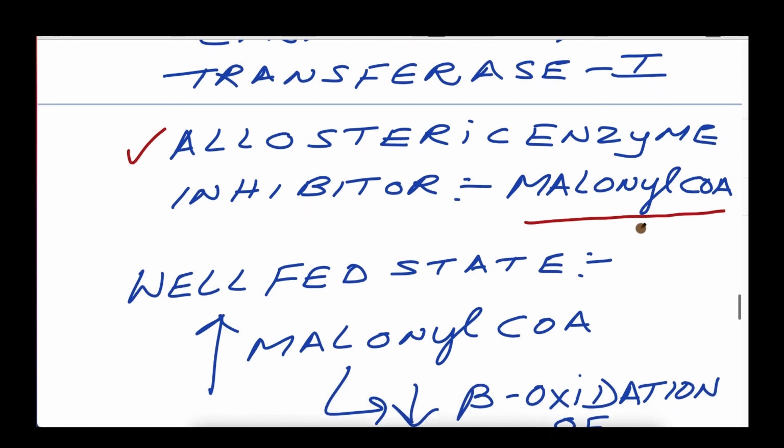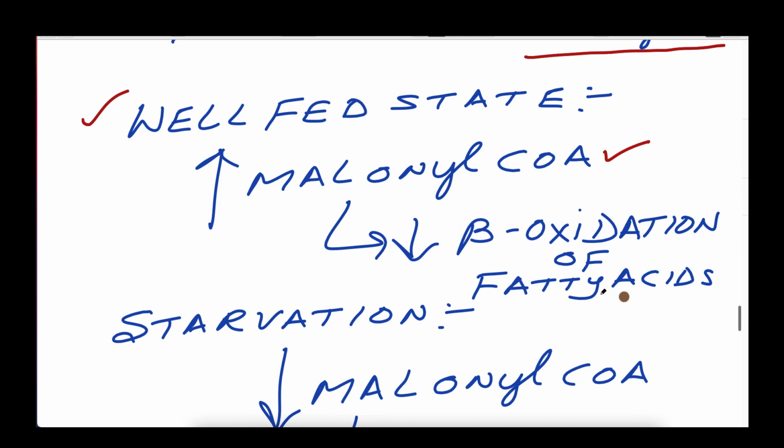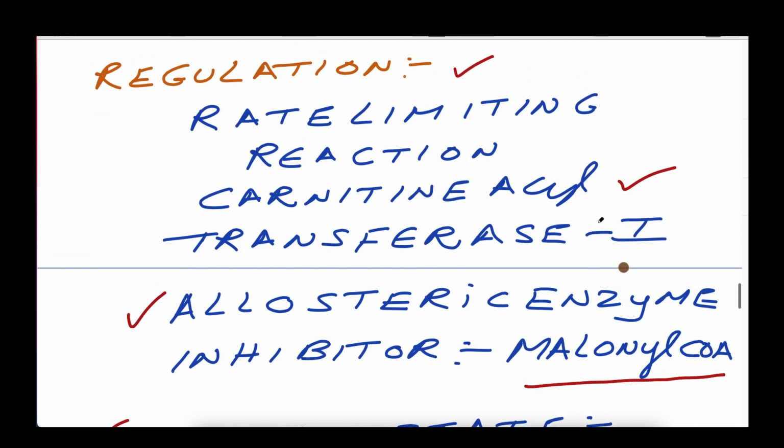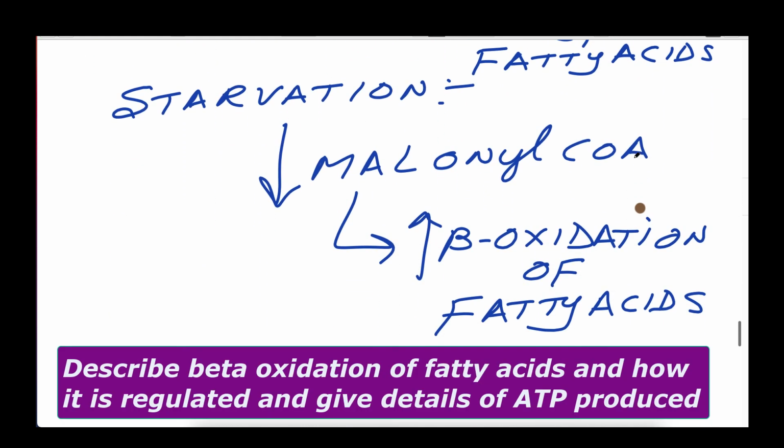Let us see the two scenarios: well-fed state and starvation. In the well-fed state, malonyl coenzyme A levels are very high, so beta oxidation will be decreased as carnitine acyl transferase 1 is inhibited. Then in starvation, malonyl CoA levels are low, that inhibition will not be there, so beta oxidation of fatty acids is increased. That is what the cell demands.